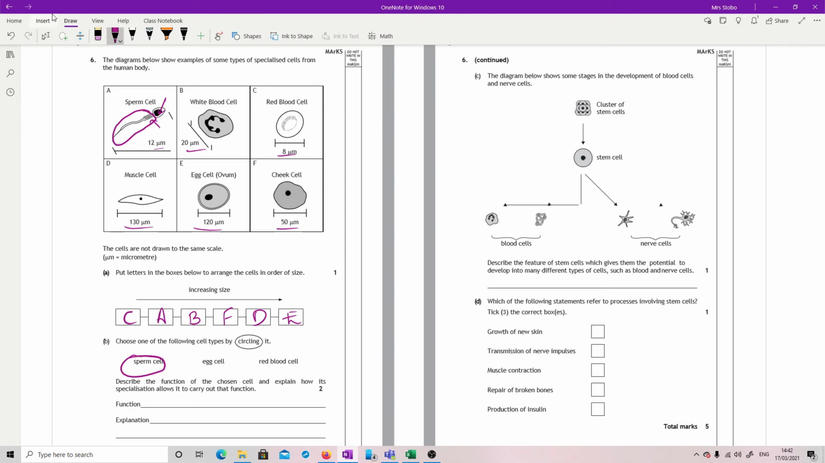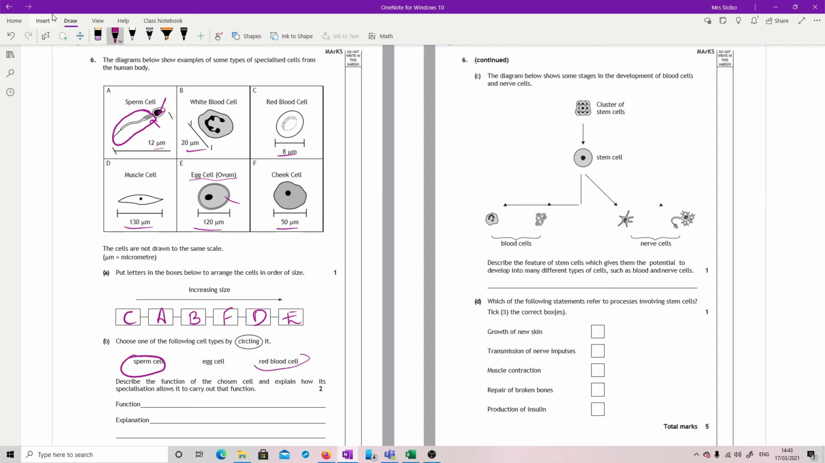Okay, you could have gone egg cell. So if we look at the egg cell up here, what's its function? Its function is to become the embryo. And the explanation for that one could either be you go with the big food store in the middle, which allows it to basically survive until it's implanted in the womb. Or you could say that it has a special membrane which only allows one sperm cell nucleus to get in. Otherwise, you would end up with too much information and the cell would not be viable. Okay, to any of those.